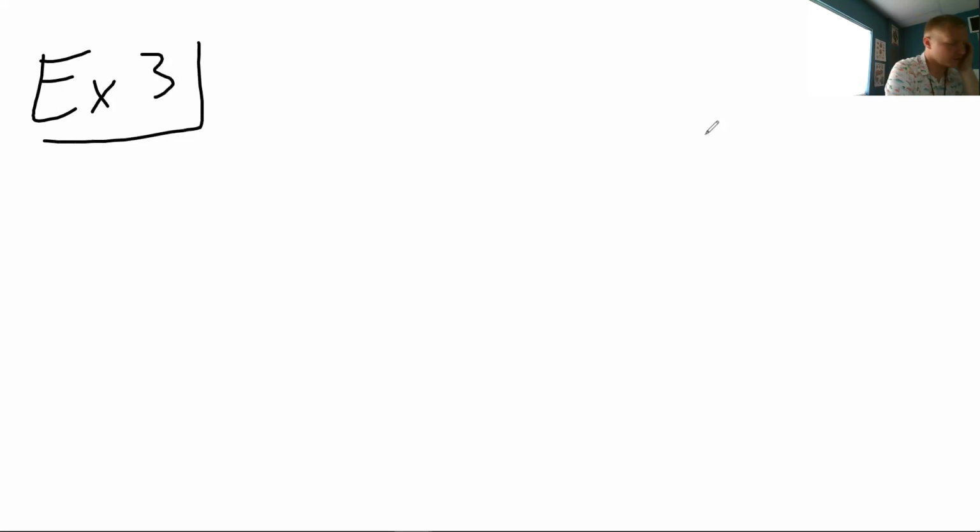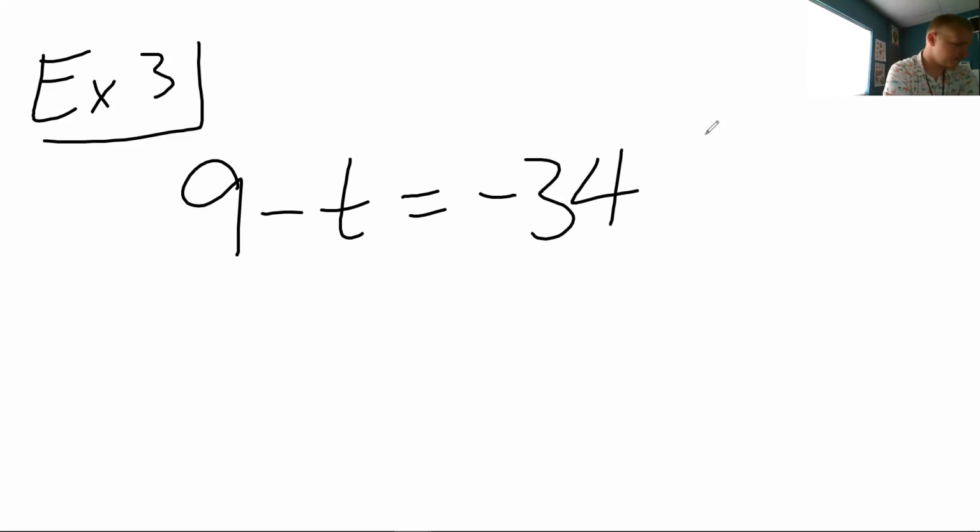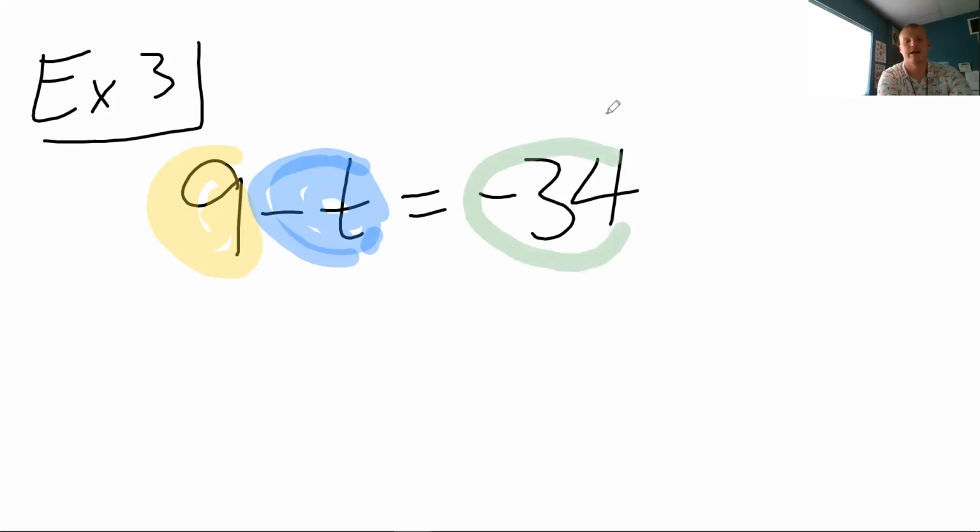Okay. Example 3. All right. So we have 9 minus t equals negative 34. So now we're working with negative coefficients. So first off, I'm going to identify what all my numbers are. So I have positive 9 right here. I have a negative t, and then I have a negative 34.